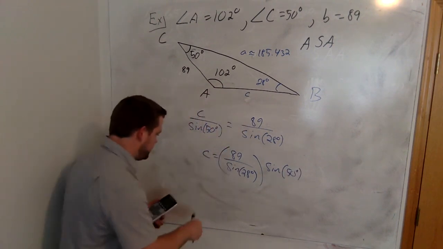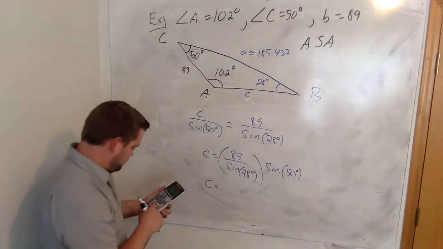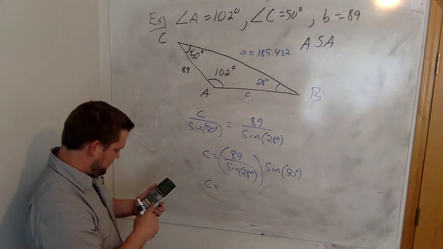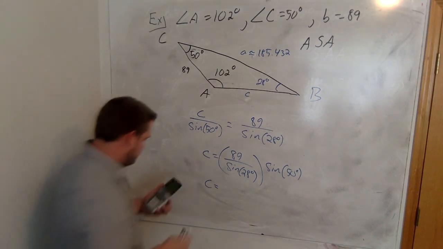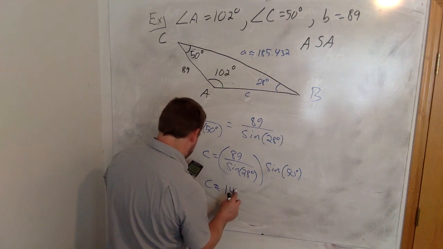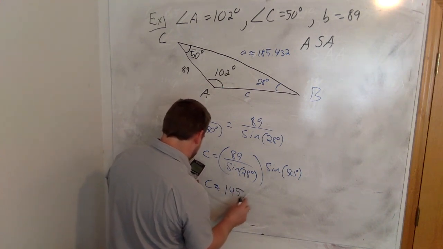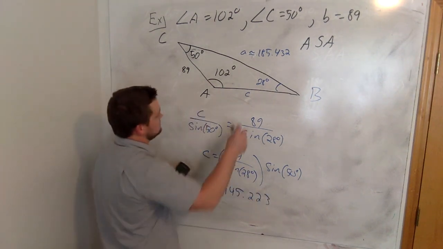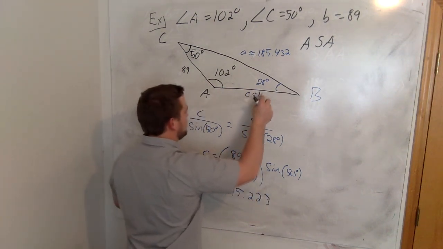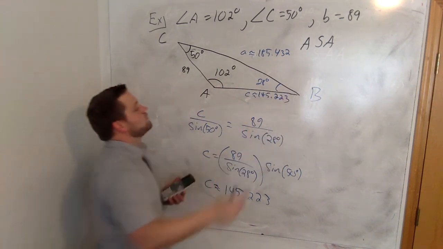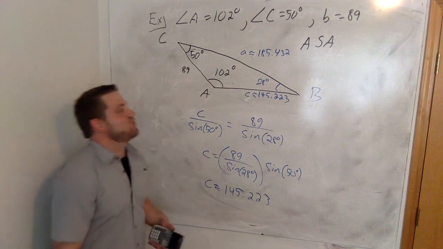Okay, so let's see what we get here. C is going to be equal to 89 times the sine of 50 divided by the sine of 28. So I'm getting that C is approximately equal to 145.223. So here is side length C. We have 145.223 and we're finished. This is the completed triangle.